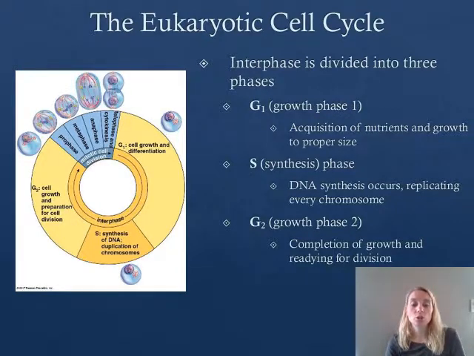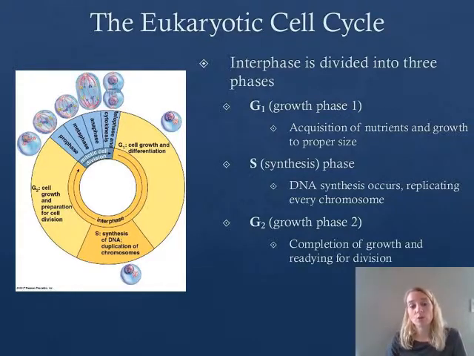The interphase part of the cell cycle is divided into three smaller phases, if you will. They're called G1, S, and G2. G1, you can call the growth phase. Some other sources might call it the first gap phase. In G1 the cell is acquiring nutrients and growing to the proper size before it has the ability to replicate or divide itself. And it is doing the cell thing. So it's just being a liver cell, a kidney cell, a skin cell, whatever it's doing.